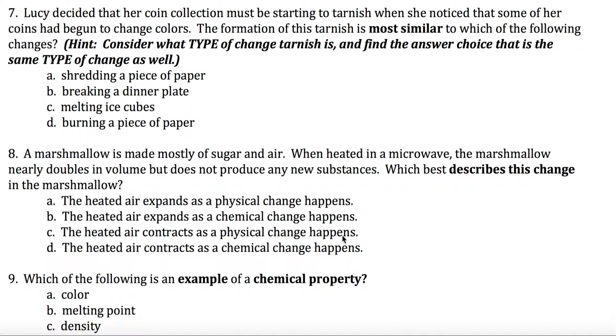Question 7. Lucy decided that her coin collection must be starting to tarnish when she noticed that some of her coins had begun to change colors. The formation of this tarnish is most similar to which of the following changes? Hint. Consider what type of change tarnishing is, and find the answer choice that is the same type of change as well. A. Shredding a piece of paper. B. Breaking a dinner plate. C. Melting ice cubes. D. Burning a piece of paper.